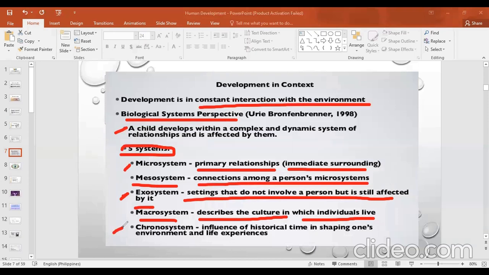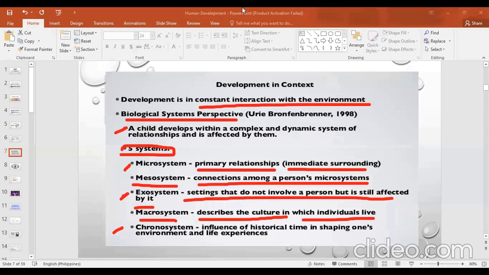And last, we have chronosystem, influences of historical time in shaping one's environment and life experiences. Kumbaga, pag sinabi nating chronosystem, timing of these events can influence a person's life. An example to this one, nag-exist ka nung time na may pandemic, so ito yung naabutan mo, no? So it can affect your human development. Halimbawa, even natural disasters or even global civil rights protests, something like that.